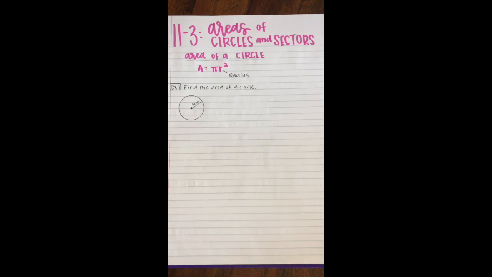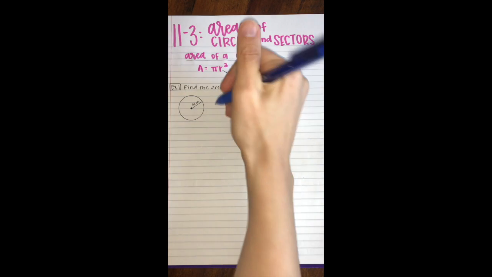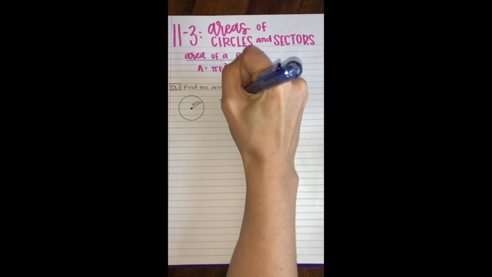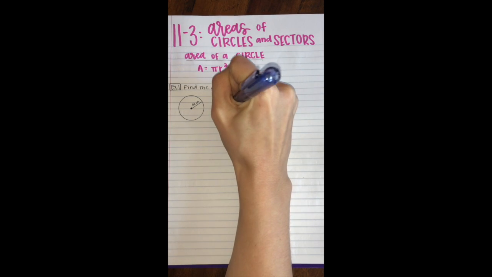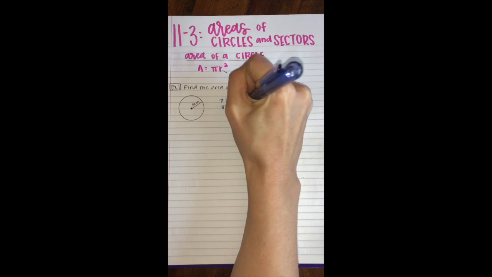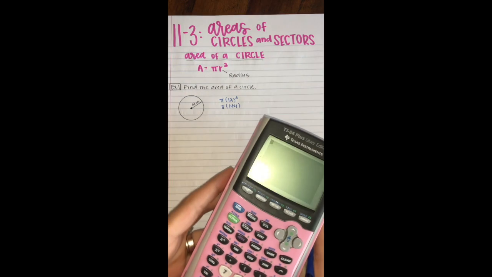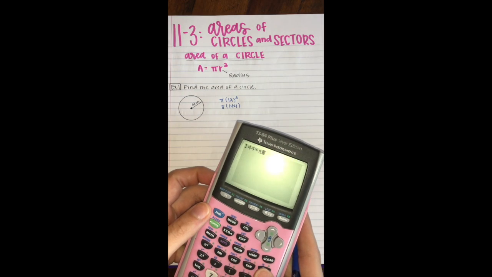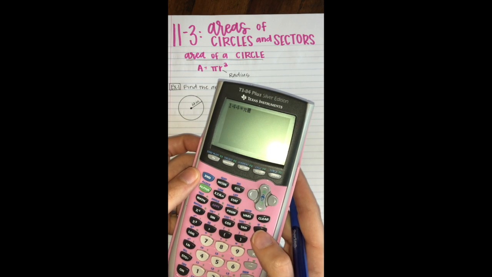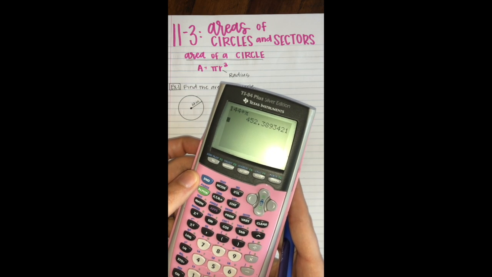So our first example is to find the area of a circle, and we have a circle with a radius of 12 inches. So that means we have pi times 12 squared. 12 squared is 144. So then we just do 144 times pi, and that pi button is right here, that arrow, that blue, so second pi. And we get 452, let's do 2 decimal places.